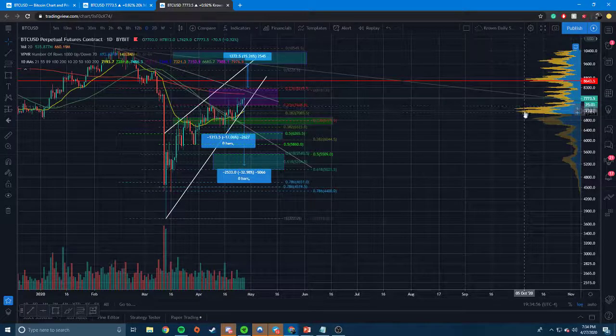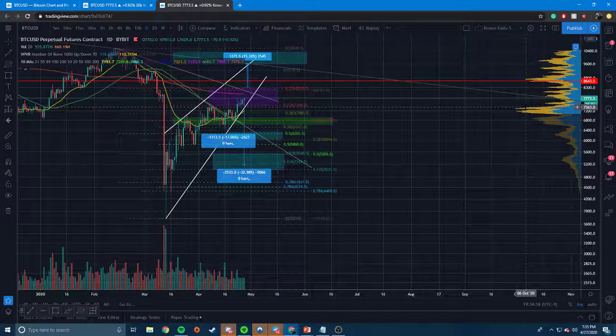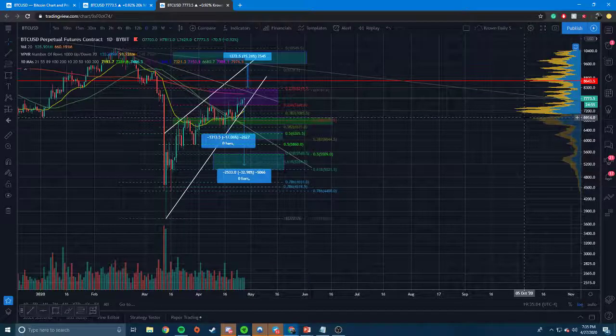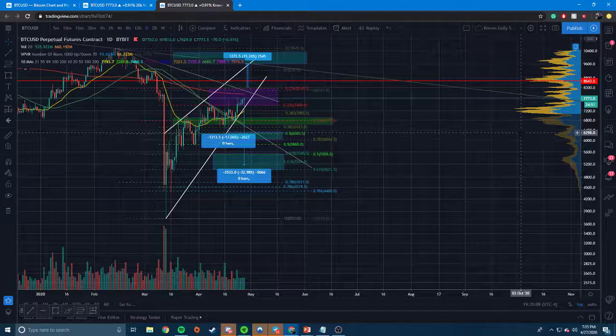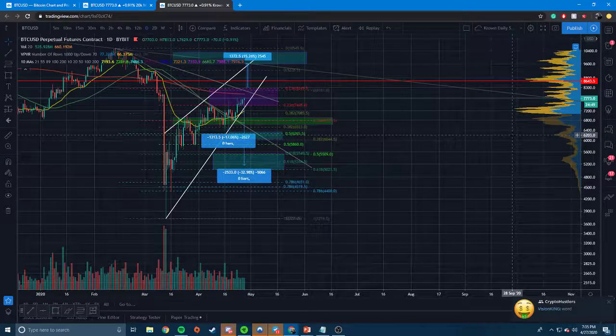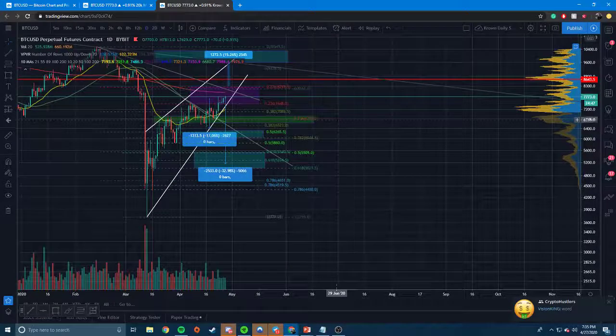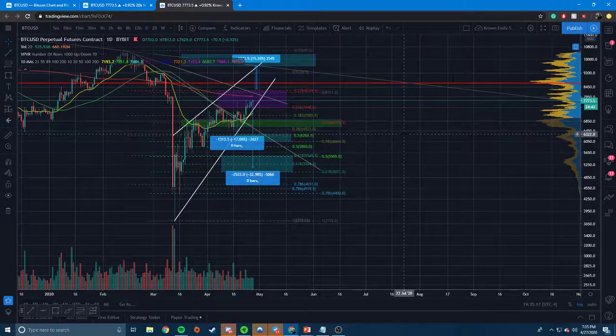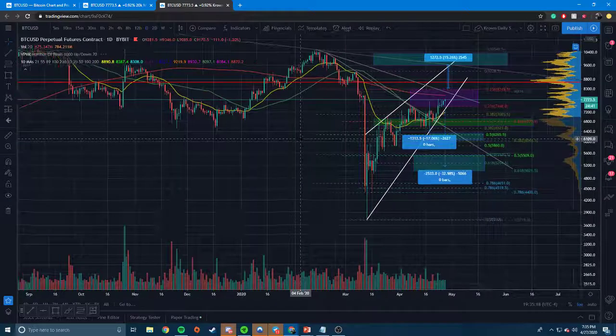Although I think if we are gonna dump through, it's gonna take quite a bit of momentum to get through this volume support here. But I think ultimately, if we do fall down, we might be setting another low somewhere in this region. Yeah, but we do have quite a bit of support. We are technically sitting above some very thick support.